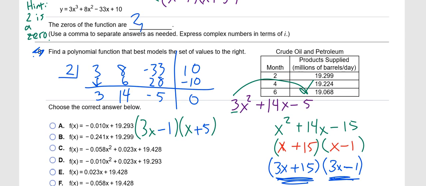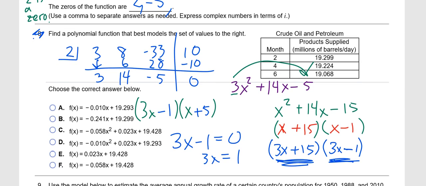We have 2, we have -5, and what's the last? It's actually positive 1/3. You would have to set the factor equal to 0 and solve it, and that's how you would get 1/3. So that one's kind of an ugly one.